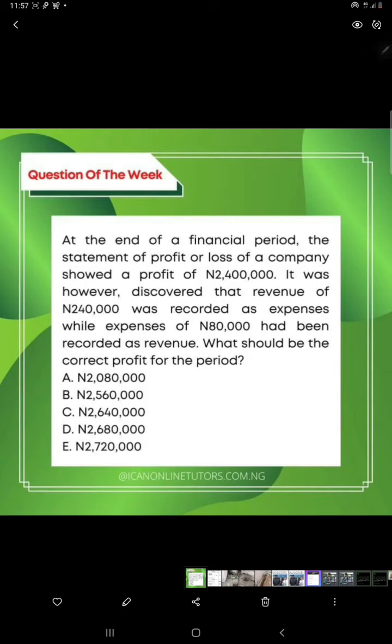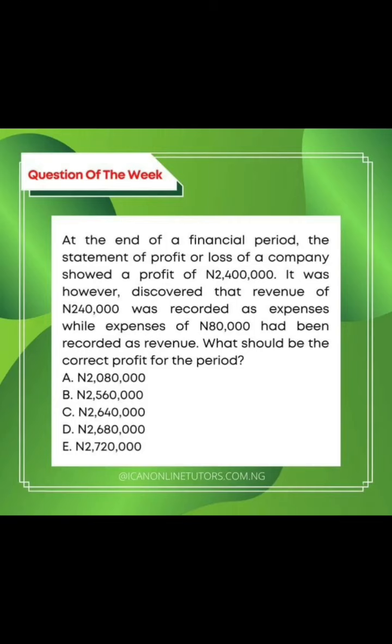While expenses of 80,000 naira had been recorded as revenue, that means revenue had been overstated by 80,000 naira. I hope you get what I'm trying to say. 80,000 naira expenses had been added to revenue. So we need to remove this 80,000 naira from revenue, then add it back to expenses. So that's what we do right away.